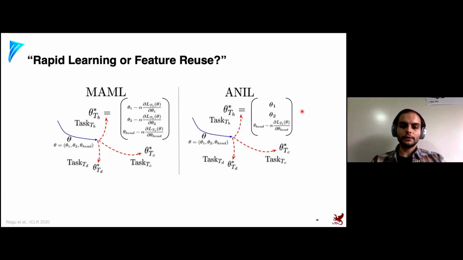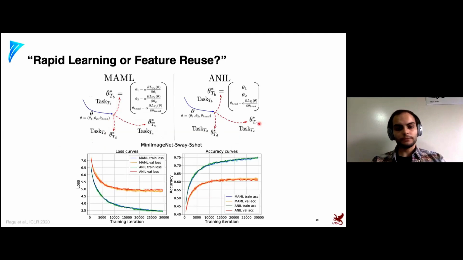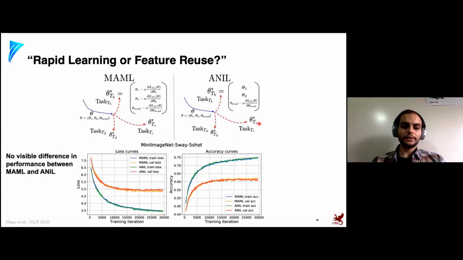In case of ANIL, what they proposed is to basically fix theta 1 and theta 2 and never adapt these parameters, and only adapt the head parameters of the neural network, right? So the hypothesis is that if adaptation of the lower layers of the neural network matters, then probably ANIL should not work at all or should not work well. As it turns out, the two methods are almost identical, right? So what the authors discover is that there is literally no visible difference in performance between MAML and ANIL.